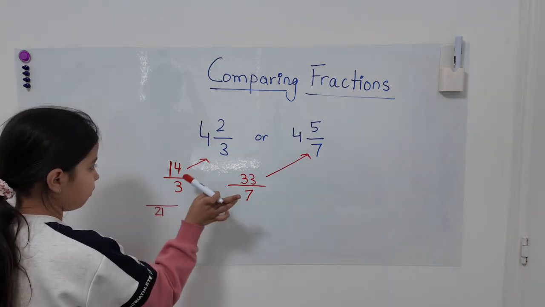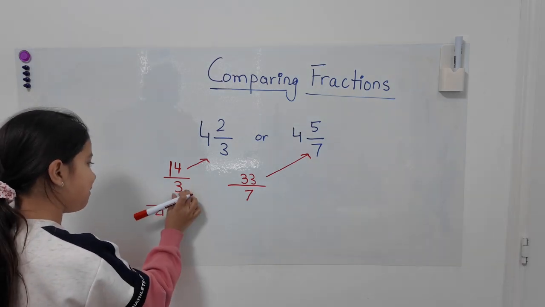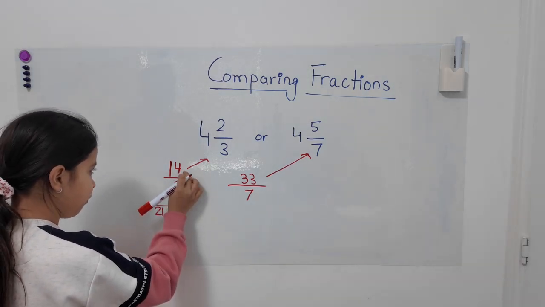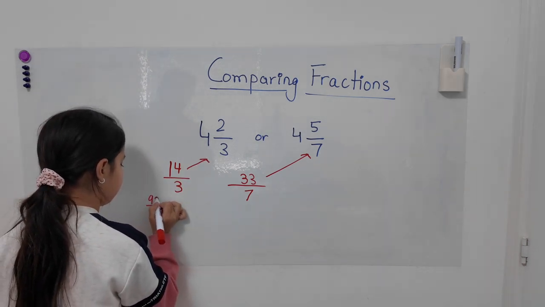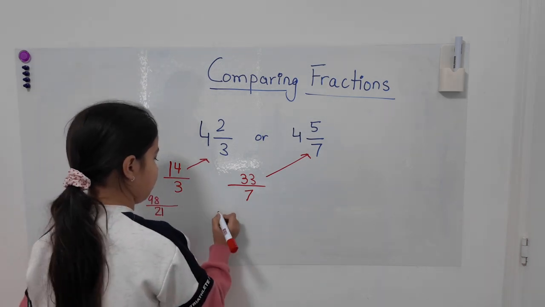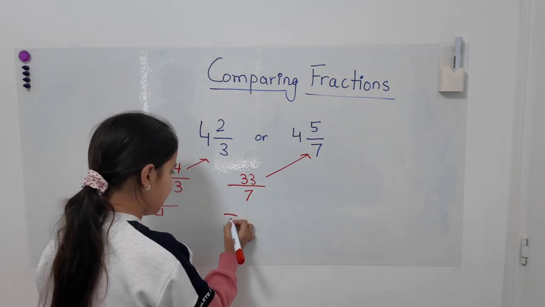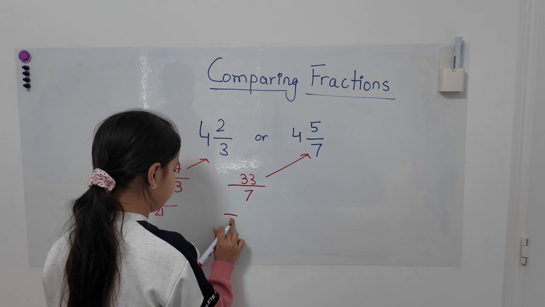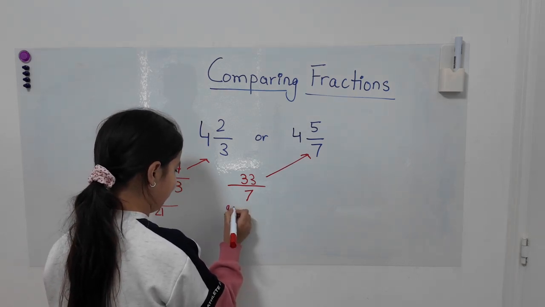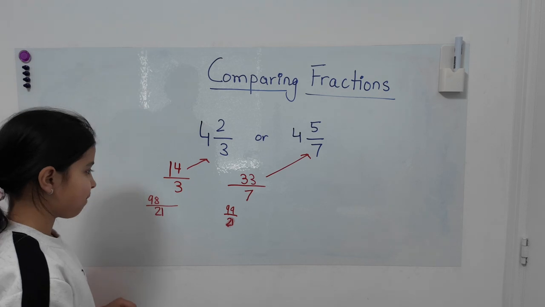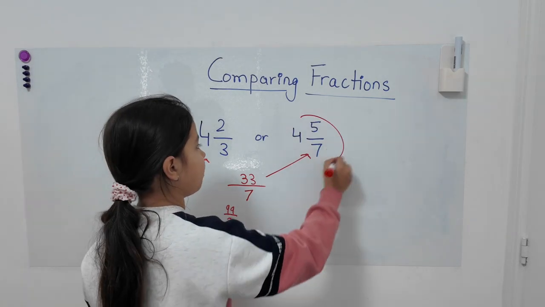And I multiply 13 by 7. And then I have to do the same with 14, and that will become 98. And then I have to multiply 33 by 3, and that will become 99. So which one is bigger out of those fractions? Correct.